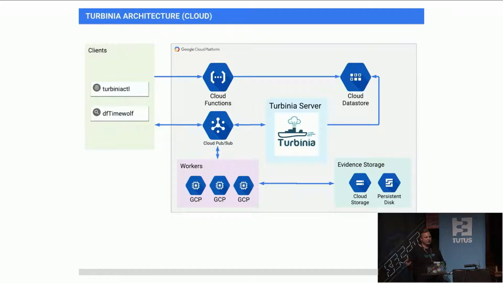And when Turbinia creates tasks, it also sends those task messages over pub/sub, and then the tasks pick up the data from some type of shared storage, in this case usually GCS, cloud storage. All of the state is stored in Datastore, and then the clients can read that out of there with Cloud Functions.